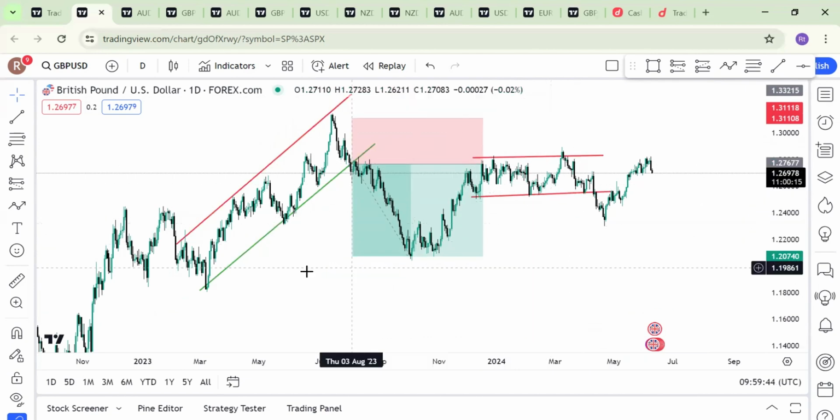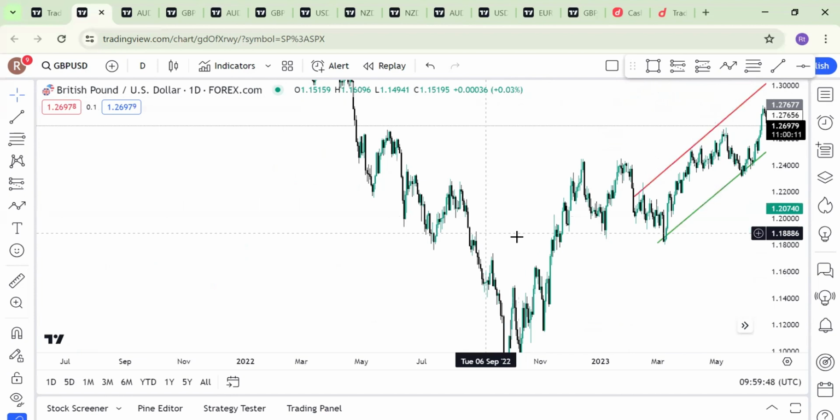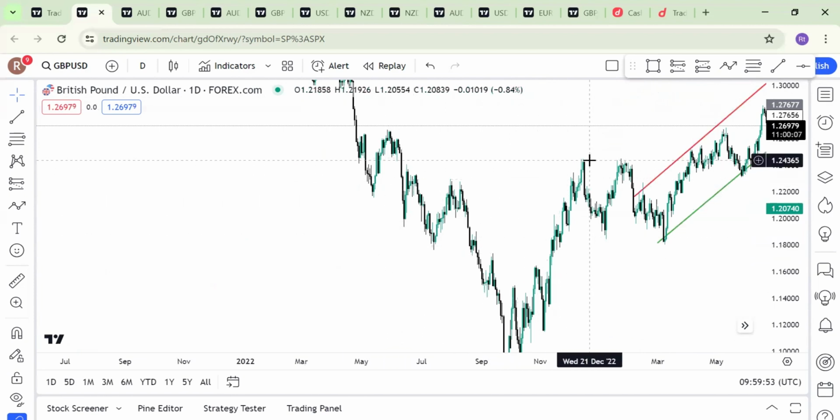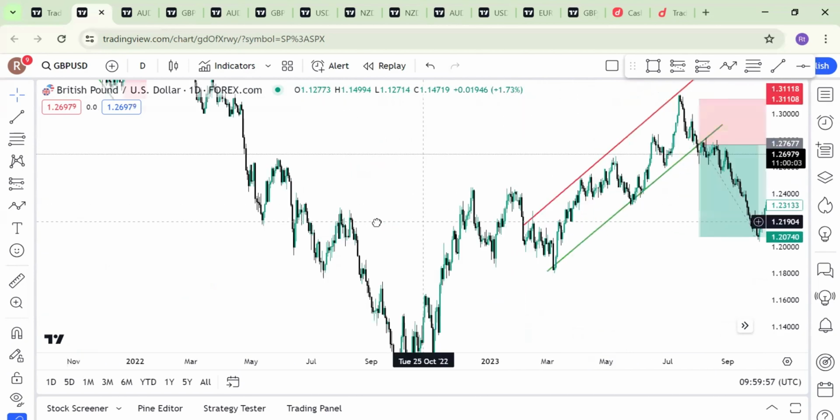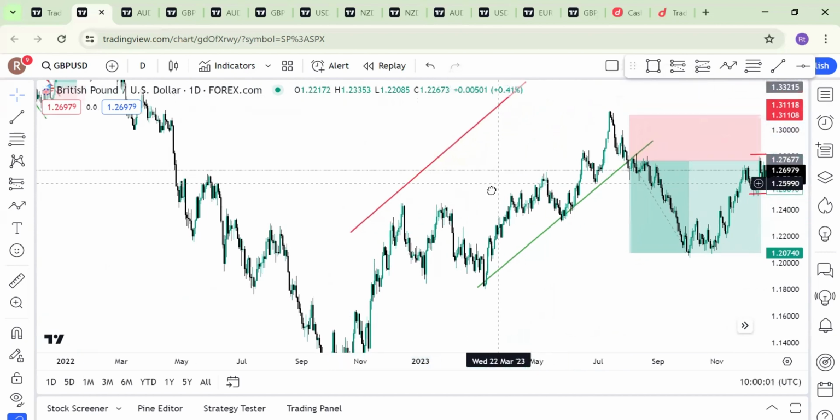The sideway flag can work both ways. It can break either to the upside or to the downside. We can even use this as a sideway flag also.